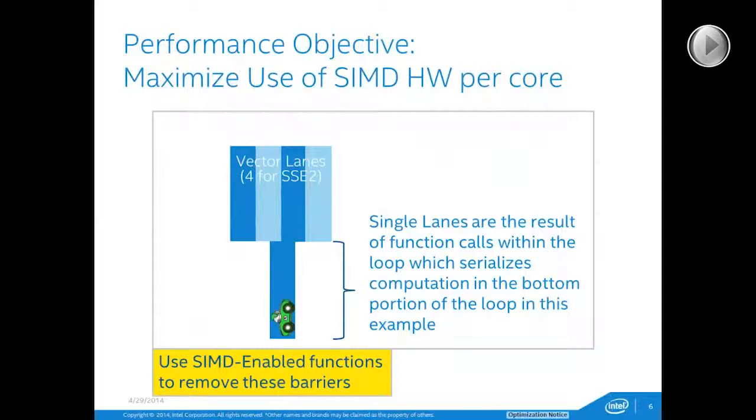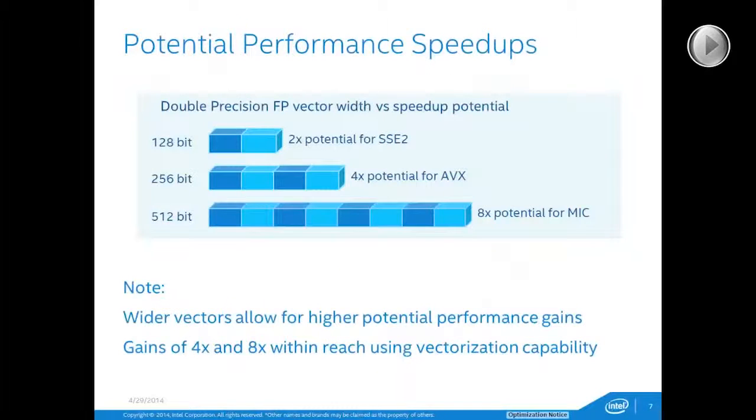So one of the things that we'd like to do is to remove such bottlenecks. And one of the things we're going to explore today is a declaration that you can use in OpenMP 4.0 to declare a user-defined function as a vector function so that now we can get rid of that serial bottleneck and we can use all 4 lanes or all 8 lanes or whatever the vector width is. So the idea is that we want to use SIMD-enabled functions to remove these kinds of barriers.